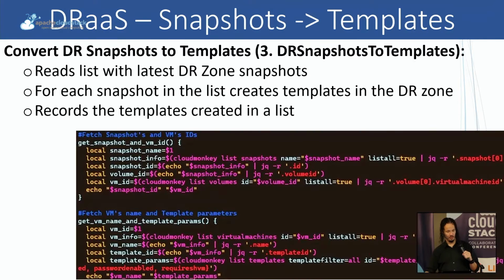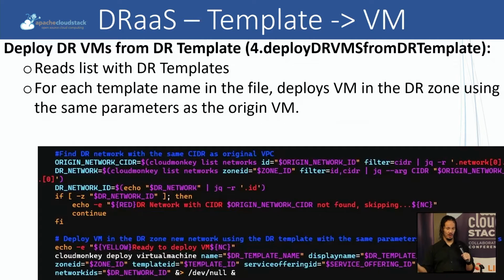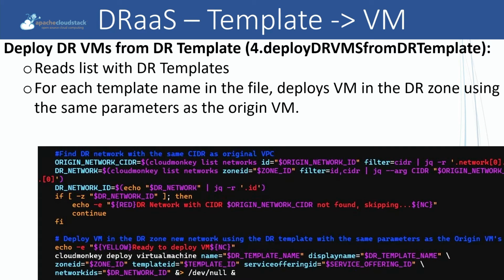Then the next step, another script converts those snapshots to templates and places that again in a list. And the last step is to start those VMs, create the VMs. So with the script, I read all the metadata of the templates, the OS type, this, that, whether it's public, extractable, all these details, and I create VMs with exactly the same.